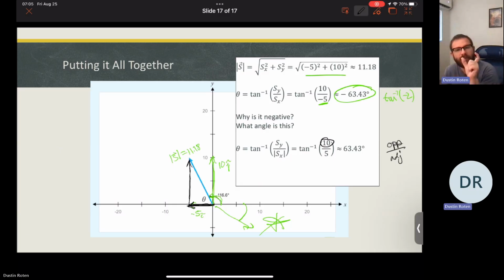The length is 5. We want to get rid of the direction because tangent doesn't care. Tangent is going to give you weird stuff when you start putting in negatives. So we want to think about the absolute value. You'll notice what happens when we plug in the absolute value related to the triangle that we want here, this angle theta: we get our positive 63.43 degrees.